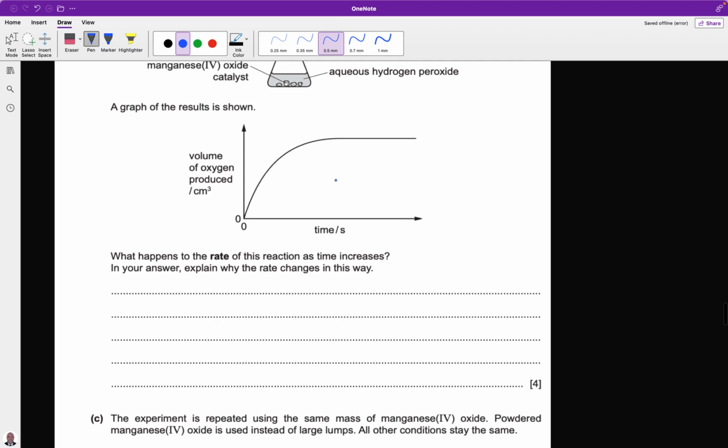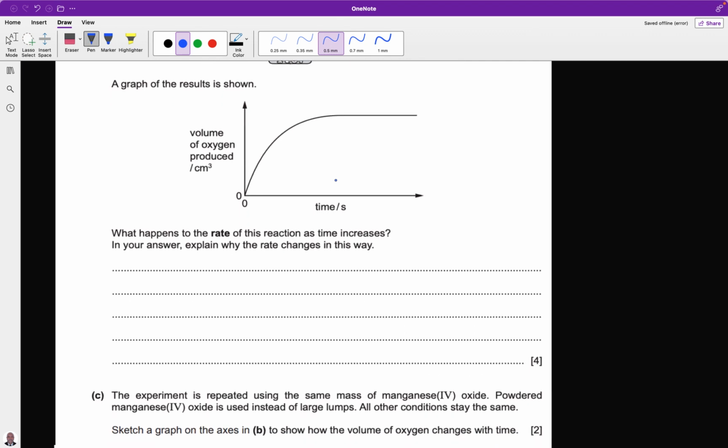Explain why the rate is changing in this way. From here, you can say the reaction decreases as time increases, because we can now say the reaction is decreasing. You see the curve.